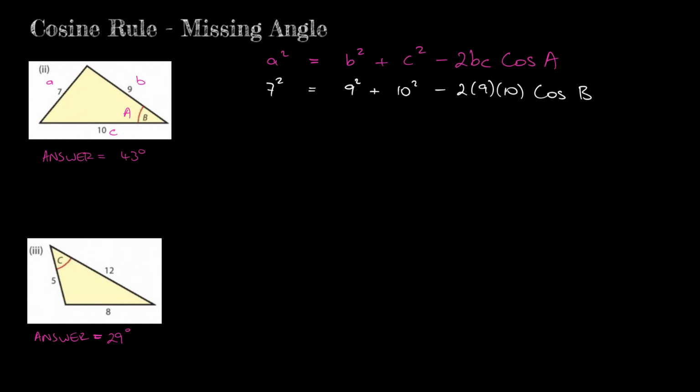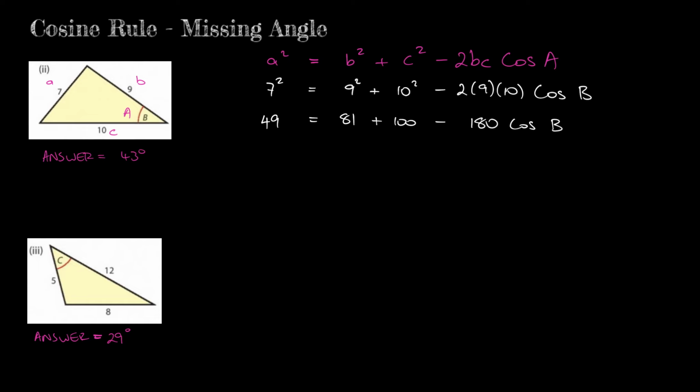Okay, I'm going to work out everything I can work out. The next is just real simple math. So 7 squared is going to be 49, is equal to 9 squared, which is 81, plus 10 squared, which is 100, minus 2 times 9. So in this case, 9 multiplied by 2 is 18. 18 multiplied by 10 is 180. Cos of B. Now, you should be able to see this quite simply, right? So let's just keep simplifying this.